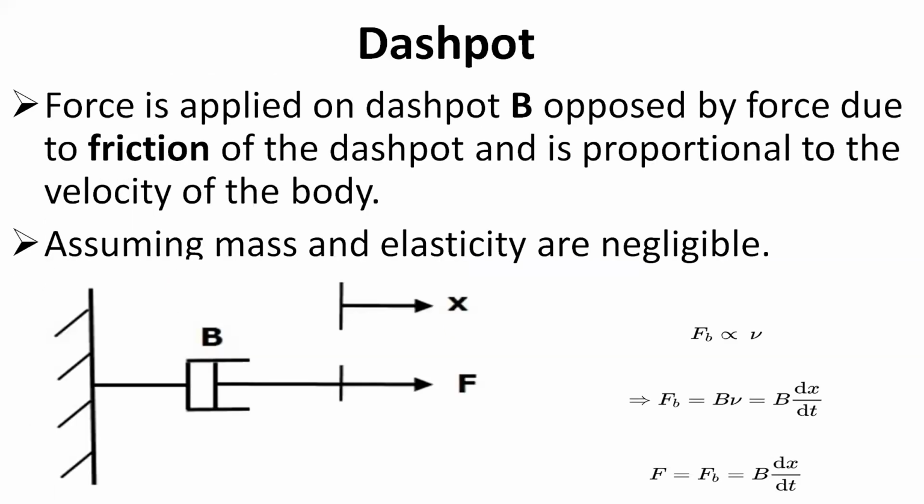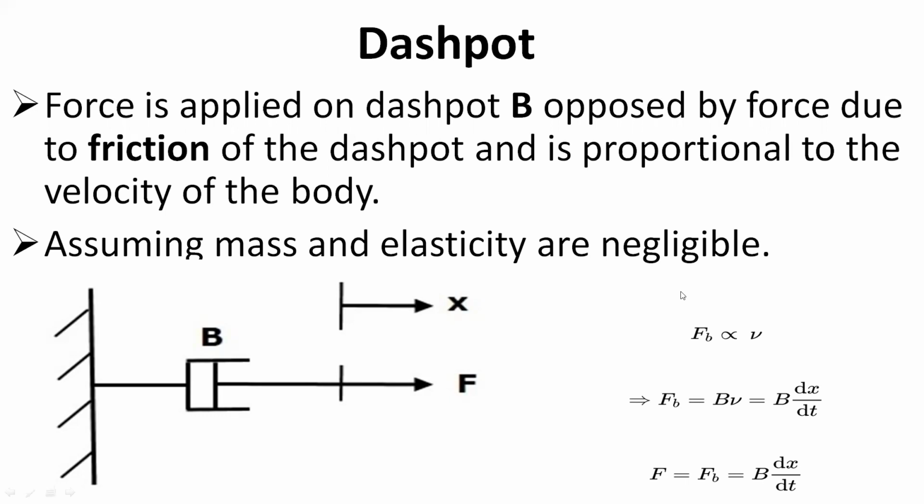Similarly, we have the dashpot. If a force is applied on a dashpot B, then it is opposed by an opposing force due to friction of the dashpot. This opposing force is proportional to the velocity of the body. As usual, assuming mass and elasticity are negligible, we get Fb is proportional to v, which is nothing but Bv, where B is the frictional coefficient of the dashpot. v is the first derivative of displacement, so v is velocity, and F is equal to Fb is equal to B into dx by dt.